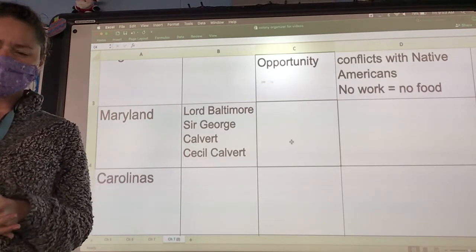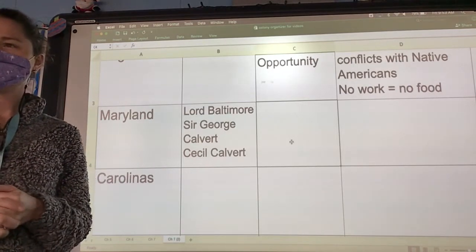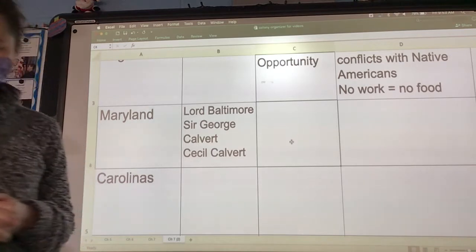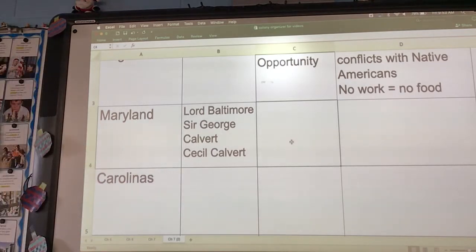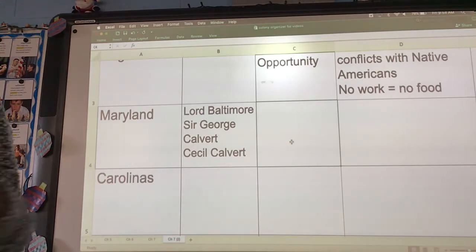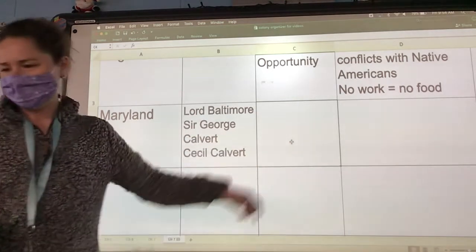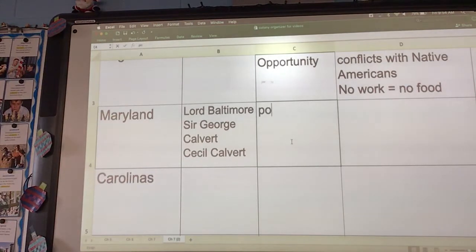Why did they start this particular colony? Adam? Right, so Lord Baltimore decides that he's Catholic and he's going to provide religious freedom to Catholics. So that's why he starts this colony.